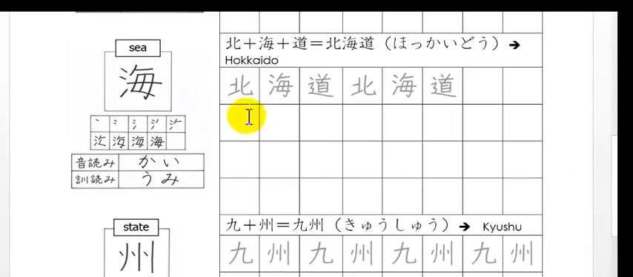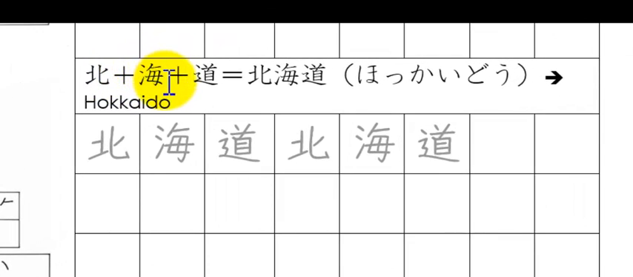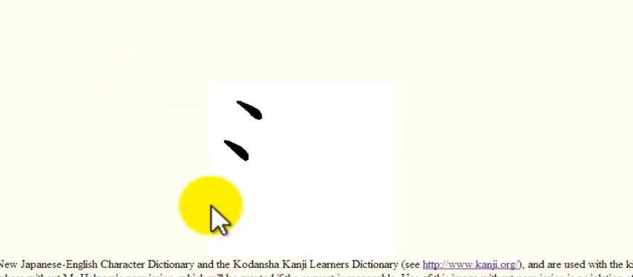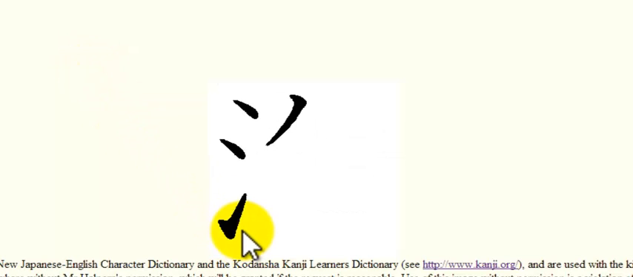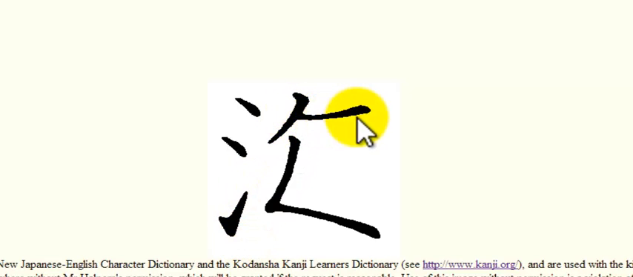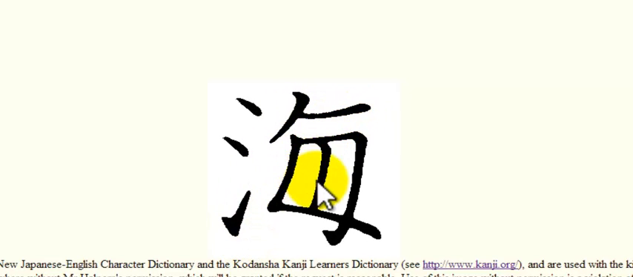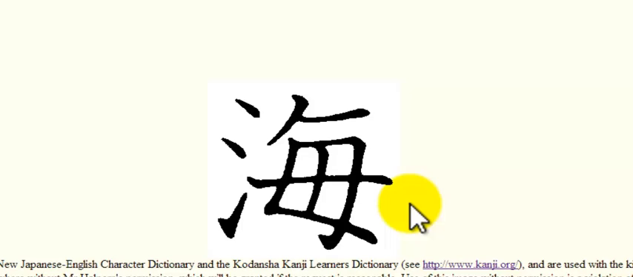This is sea, and it's part of the northernmost island's name. So we add north to the character for sea and then the character for road, and we get Hokkaido. Let's have a look how this character here, sea, is written. There we go. Ichi, ni, san. Now those 3 drops represent water. On the top we've got a person, and then you should recognize that's mother underneath.